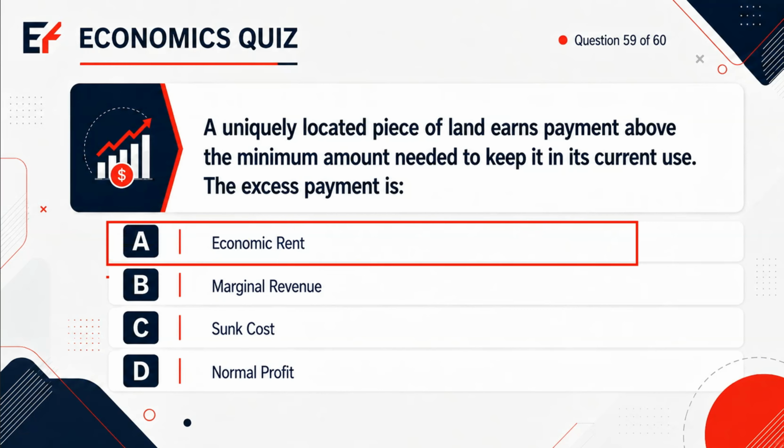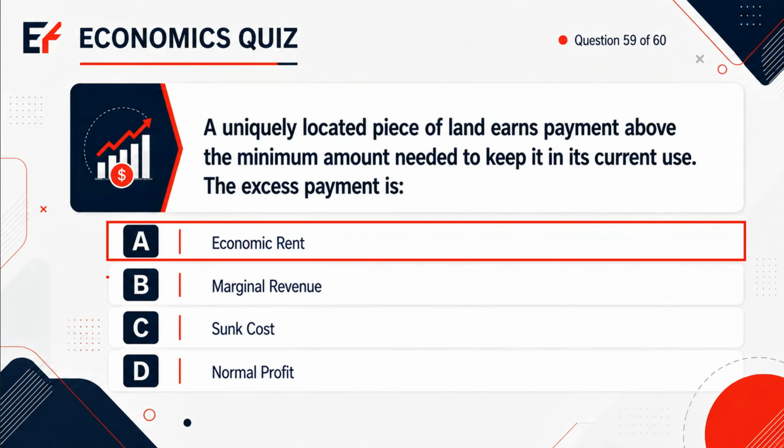Let's identify the payment. Economic rent is the payment earned by a resource above the minimum amount required to keep that resource in its current use. In this case, the land earns more because its location gives it a particular advantage. Therefore, the excess payment is economic rent.